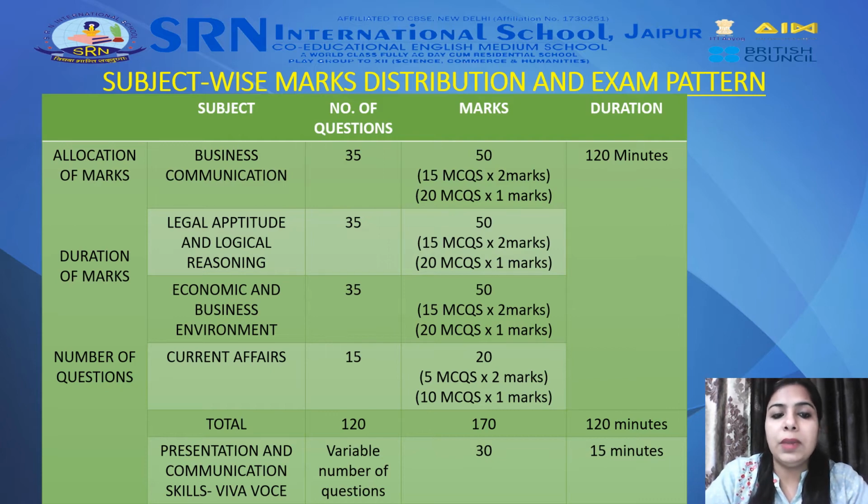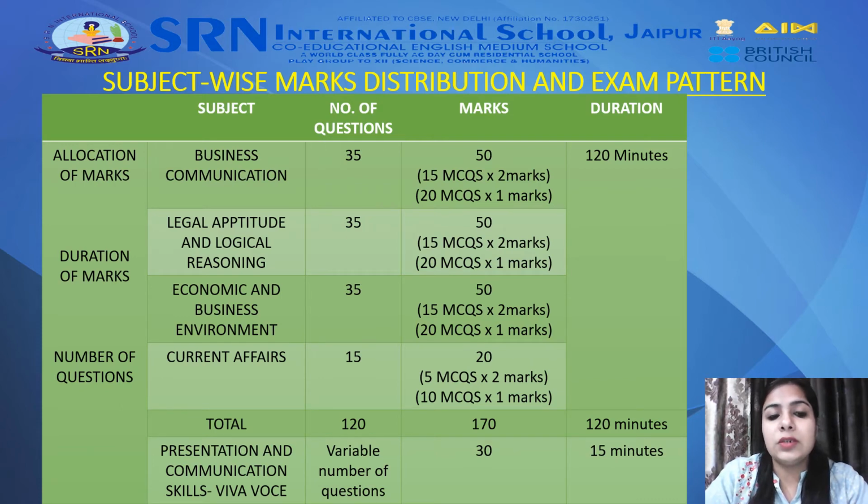Now the next paper is Legal Aptitude and Logical Reasoning. The number of questions is again 35 and marks allocated to this section is 50. Again, 15 MCQs of 2 marks and 20 MCQs of 1 mark each will be asked. The third subject is Economic and Business Environment. The number of questions is 35 and marks allocated is 50 to this section also.